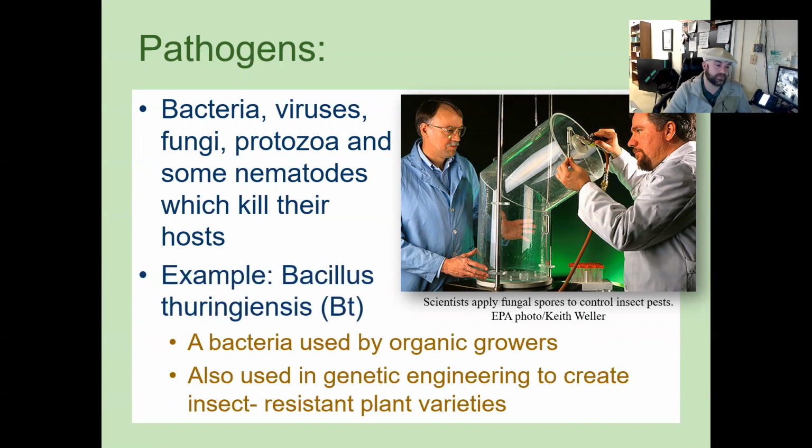An example here would be the Bacillus thuringiensis. This is a bacteria used by organic growers, also used in genetic engineering to create insect-resistant plant varieties. So you'll see that a lot whenever you're doing plant research, especially stuff that has been ravaged over the years by different types of bugs.